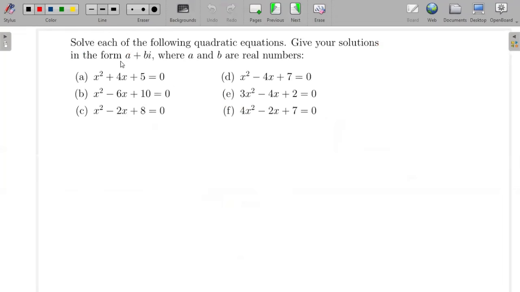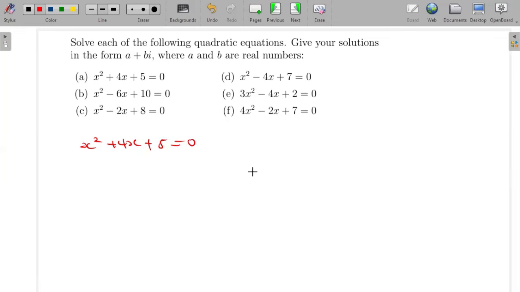Okay, so next they're telling us to solve each of the following quadratic equations, then give your solutions in the form a plus bi, where a and b are just real numbers. So we start with the first one, that is x squared plus 4x plus 5 is equal to 0.